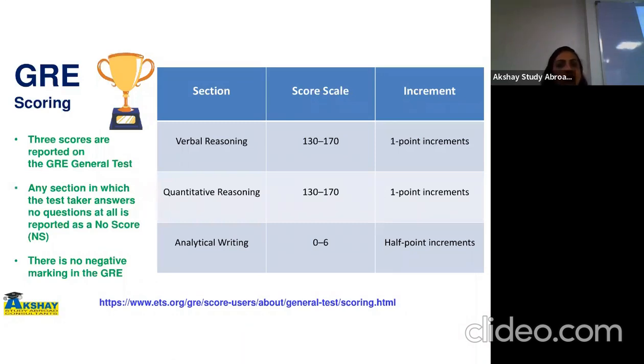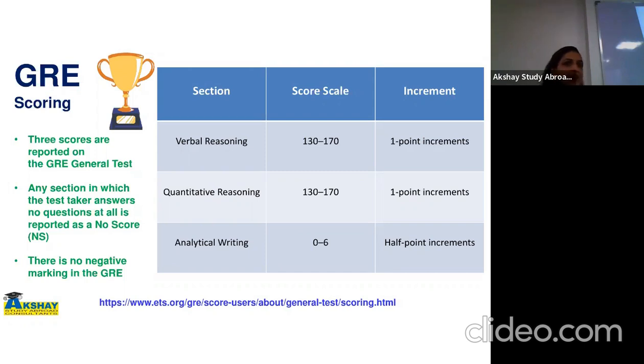Then you can see the scoring, how the test is scored. The test is scored on 3 pointers. For verbal reasoning, it is between 130 points to 170 points. Okay, you must have heard that GRE is out of 340 points. Okay, so 170 for quant and 170 for verbal. Okay. Verbal reasoning 130 to 170.